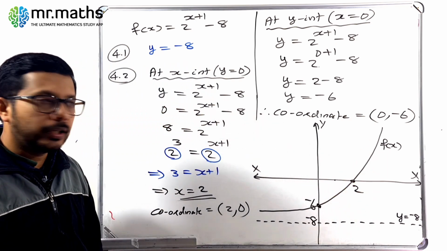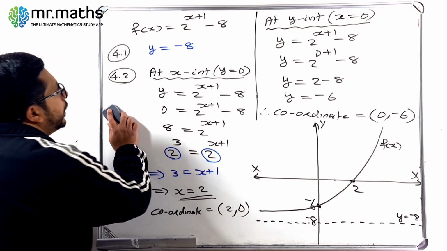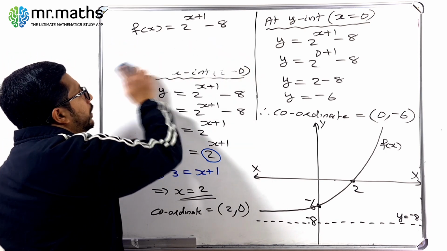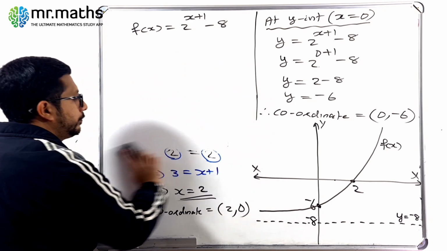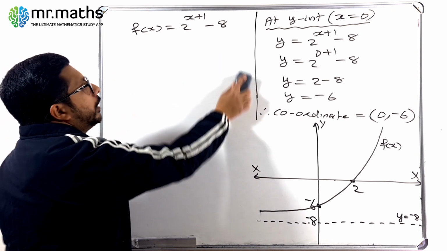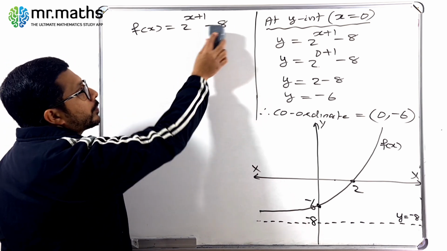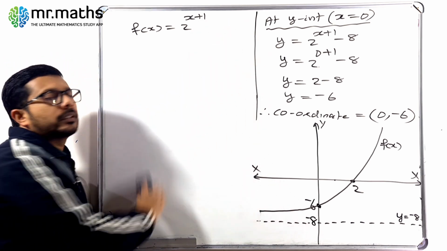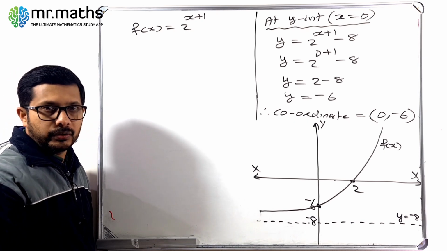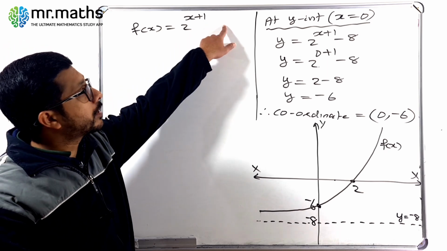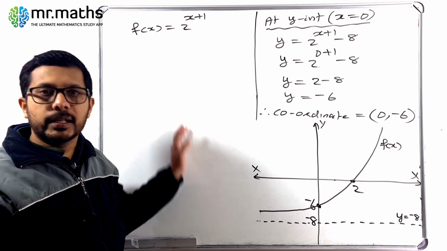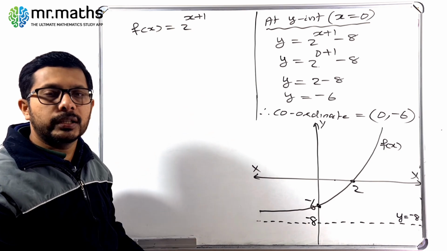Do you know why? Let me explain. Let me erase this. If the question is like this, and instead of this minus 8 there is no minus 8 here, then you don't get the x-intercept. You understand? If that minus 8, that asymptote, is not there, then you don't need to find the x-intercept. Don't forget that.